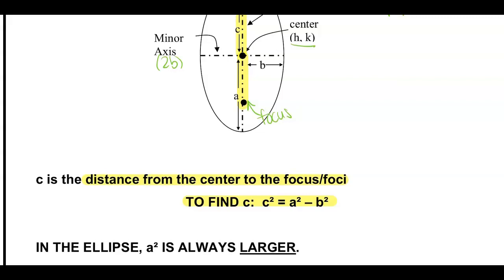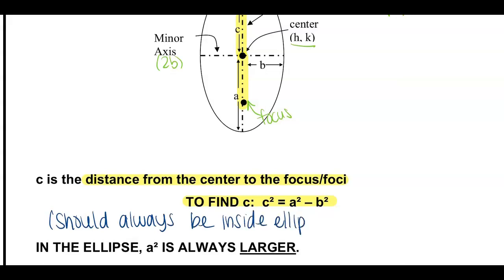There is one last thing I want to mention before we move on to that last piece on this page. For your C value, that distance from the center to your foci, there's 2 things I want you to remember. This should always be inside of the ellipse, and it should be on the major axis.